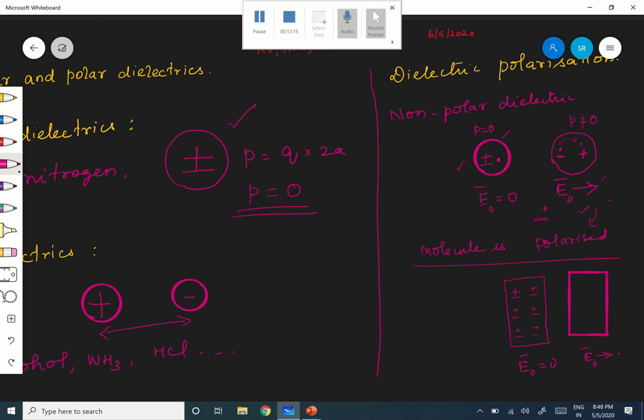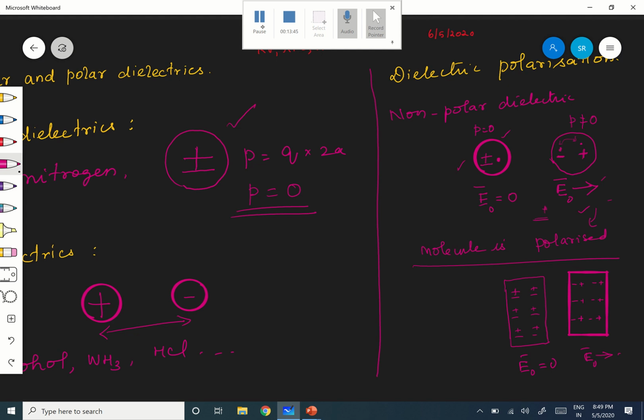Okay, in every molecule, the negative and positive charges get separated, like that. Here negative positive, negative positive, negative positive. Why? It is because of the presence of the external field. Are you following? Okay, therefore, see, E is present.